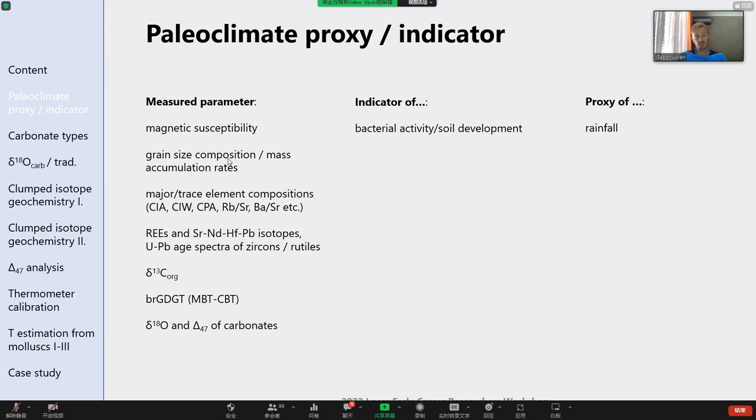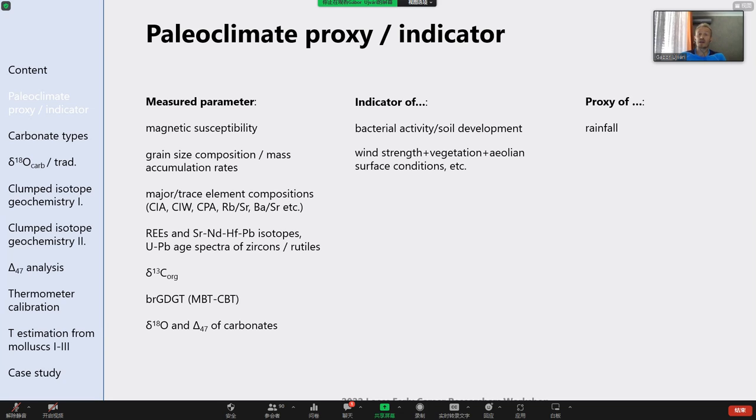But what is the situation with the grain size composition, which we can measure using laser diffraction, or the situation of mass accumulation rates that we can calculate from the absolute chronologies of these Loess records? These are integrated indicators, at least in my view, of wind strength, vegetation composition and type, the nature of the aeolian surfaces, the supply of these grains, and so on.